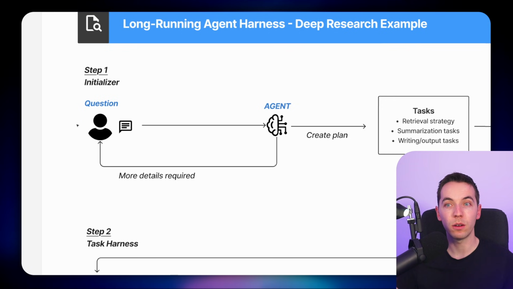That's illustrated here. We ask the question, that goes to the agent, and before it does anything else, if more details or clarifications are required, it goes back to the user. And this loop continues on until this agent has validated and is satisfied that it has enough information to proceed.